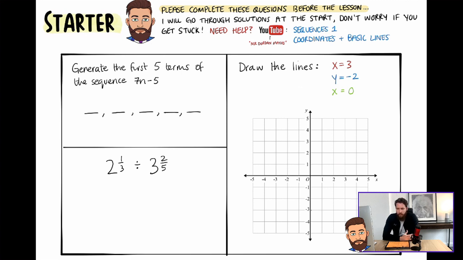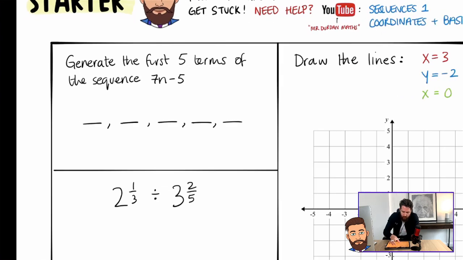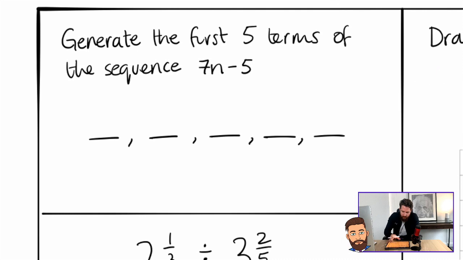Today we'll be continuing our work on coordinates and straight lines, looking at how we draw a straight line given a table. Hopefully you've managed to have a go at these starter questions. As always, we will start by going through the solutions. If we focus on the first question in the top left box, you were asked to generate the first 5 terms of the sequence 7n minus 5.